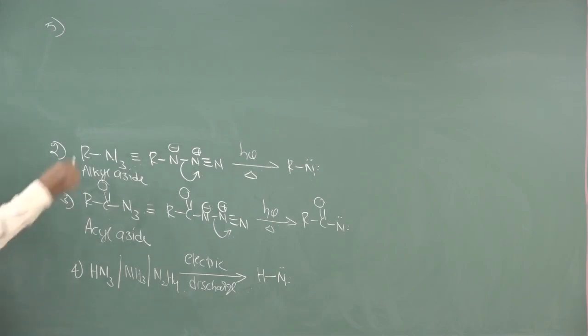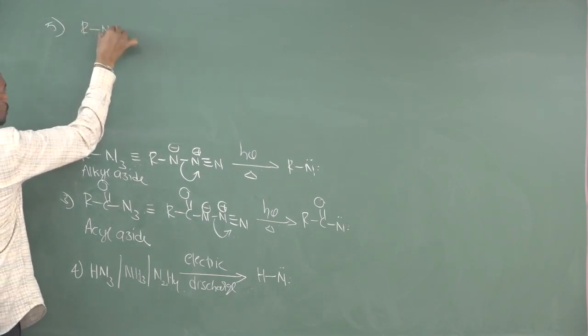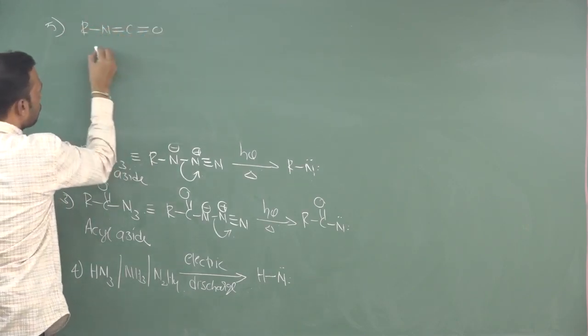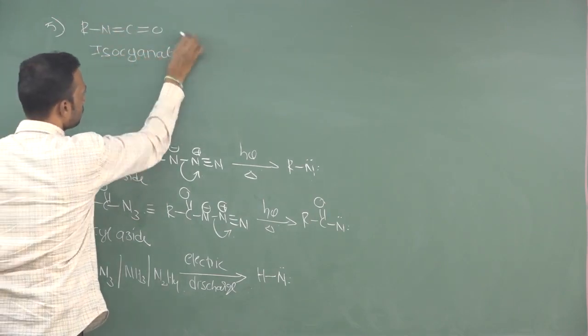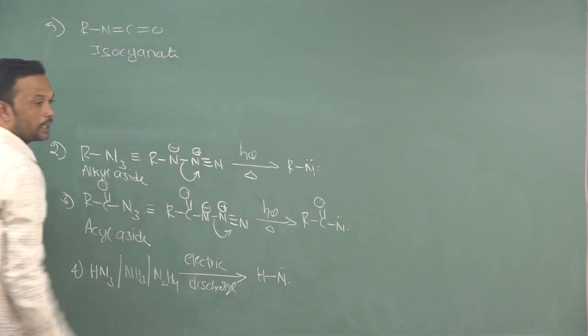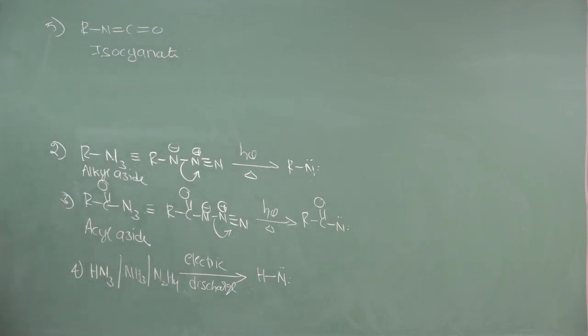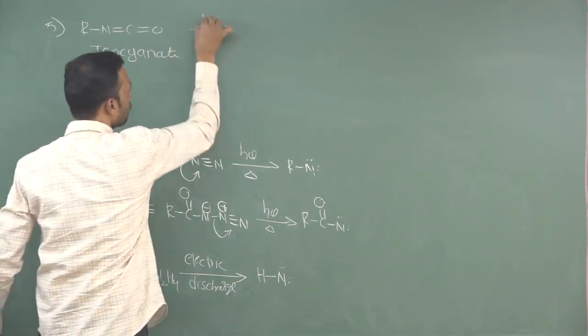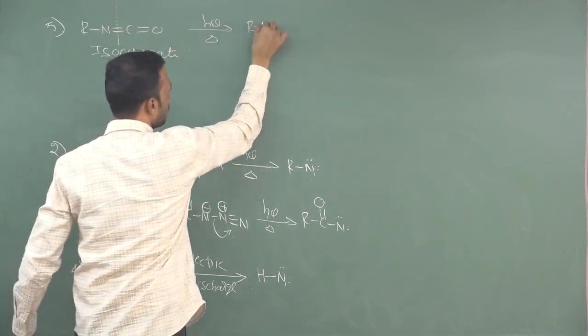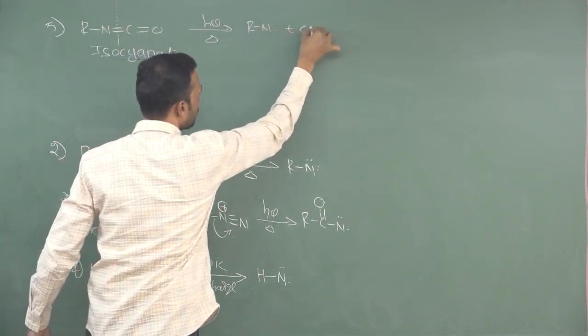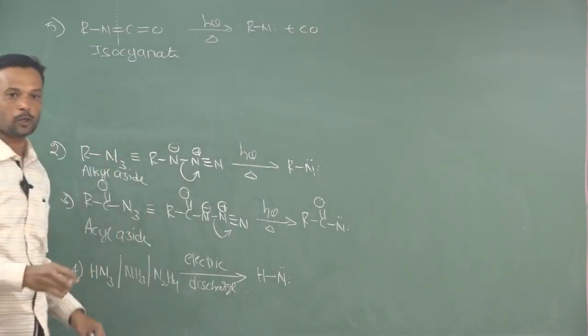Next, when an alkyl group attaches to nitrogen and this is C double bond O, what is this? This is called isocyanate. Isocyanate, not isocyanide, isocyanate. Isocyanate on photochemical or thermal decomposition will break like this and there is a formation of a nitrene. And what is removed here? Carbon monoxide. This point you remember.